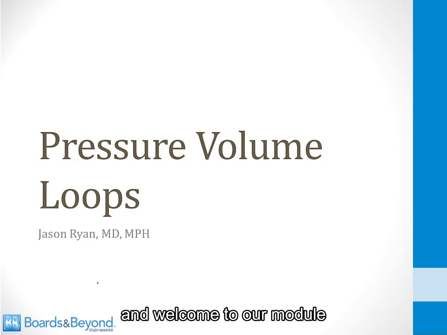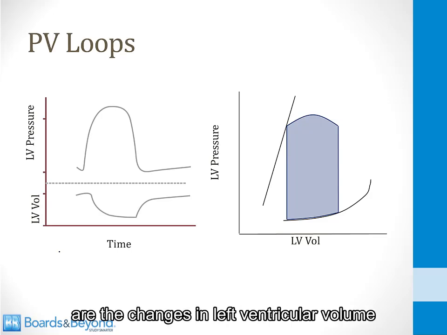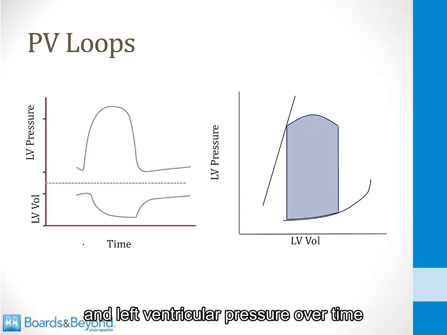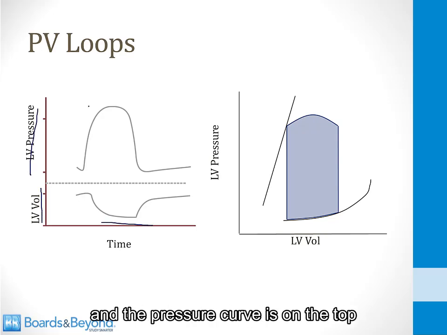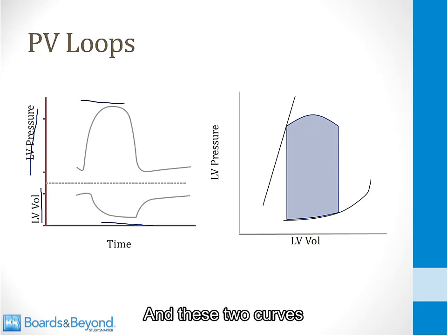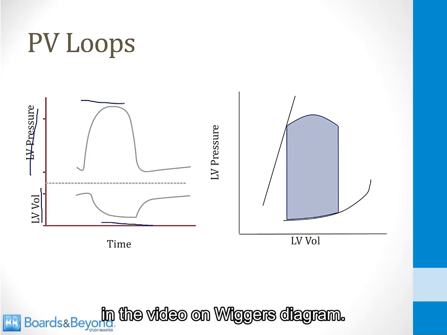Hi everybody, and welcome to our module on pressure volume loops. Shown on the left side of the screen are the changes in left ventricular volume and left ventricular pressure over time during the cardiac cycle. The left ventricular volume curve is on the bottom, shown right here, and the pressure curve is on the top, shown right here. And these two curves are both elements of Wigger's diagram, which I talk about in the video on Wigger's diagram.